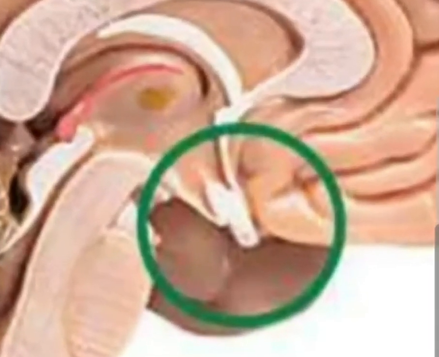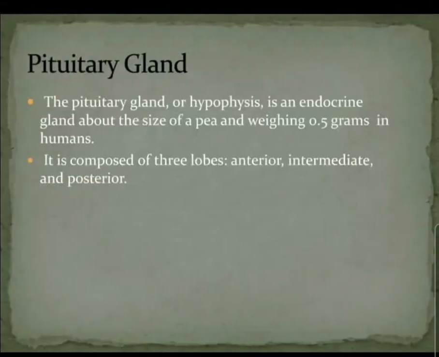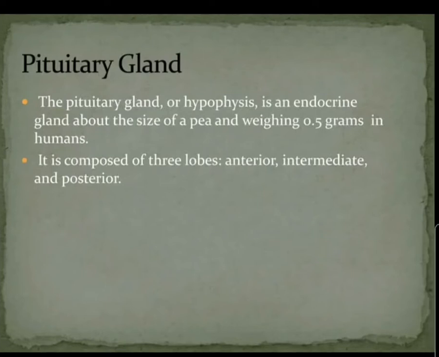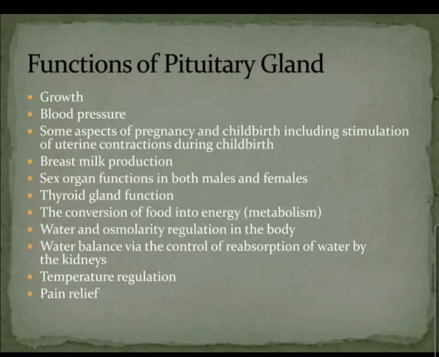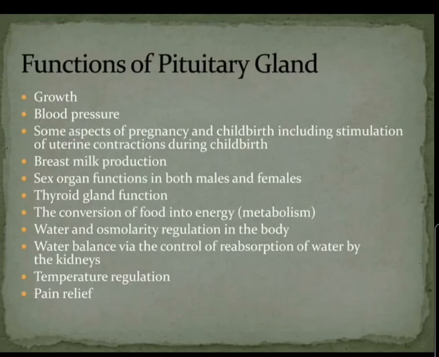It is located here. The pituitary gland, or hypophysis, is an endocrine gland about the size of a pea and weighing 0.5 gram in humans. It is composed of 3 lobes: anterior, intermediate, and posterior. Functions of the pituitary gland: growth, blood pressure, sex organ functions in both males and females, thyroid gland, and so on.